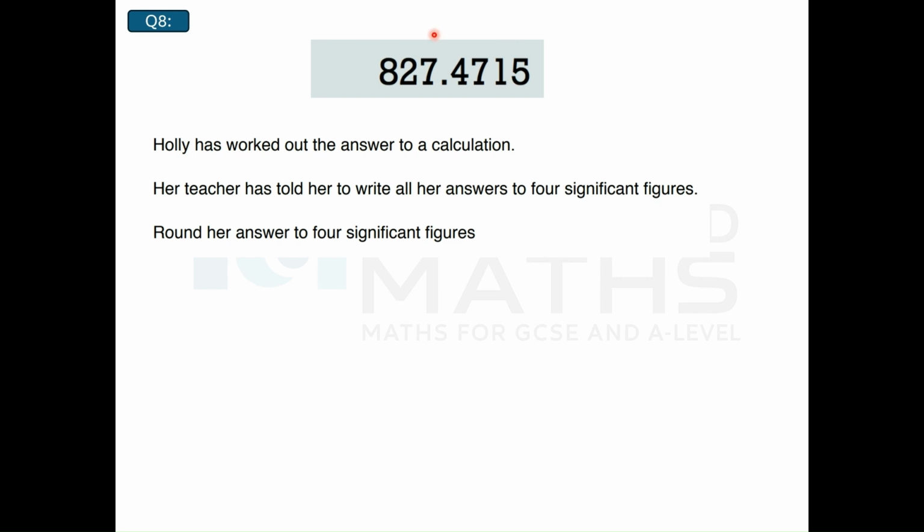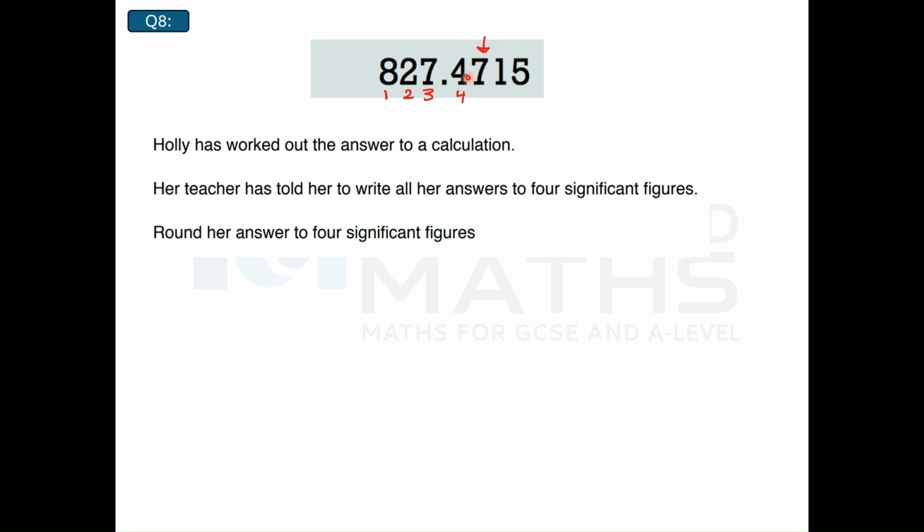We have this number in the question, and it tells you that Holly has worked out the answer to a calculation. Her teacher has told her to write all her answers to 4 significant figures. Round her answer to 4 significant figures. So in this case, how many significant figures does Holly have? 1, 2, 3, 4, 5, 6, and 7. But it asks for 4 significant figures. So since we have to keep 4 significant figures, we have to keep this as it is.